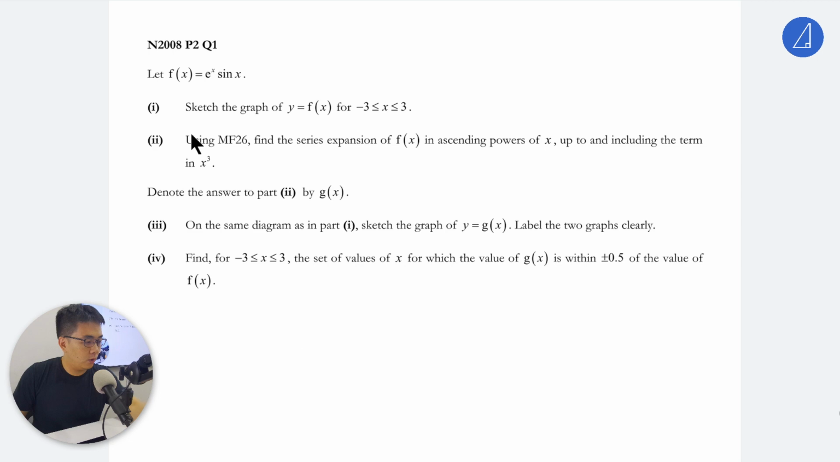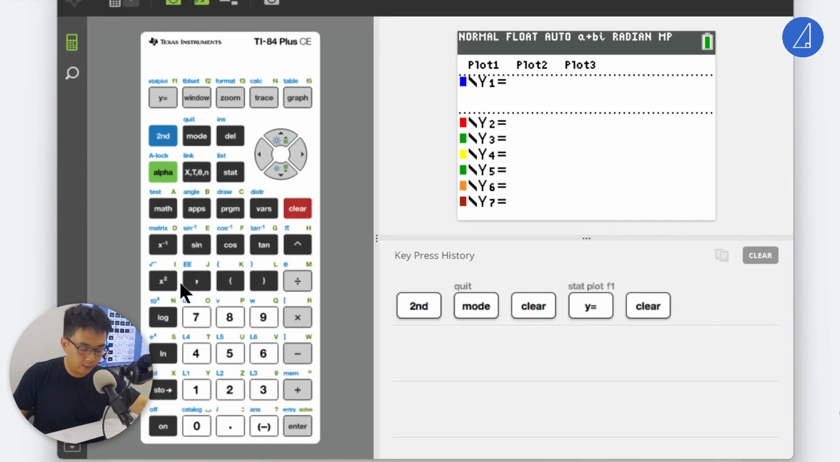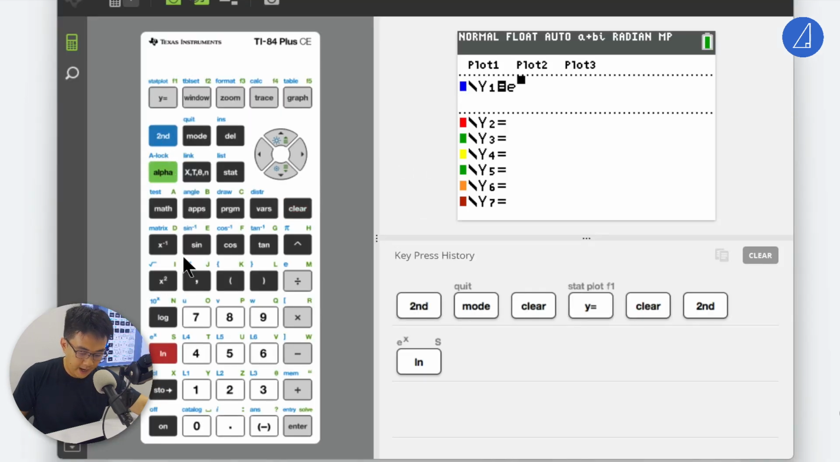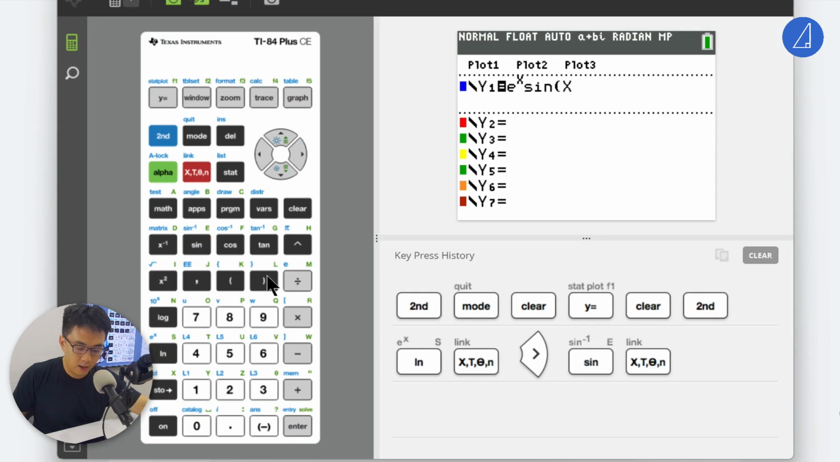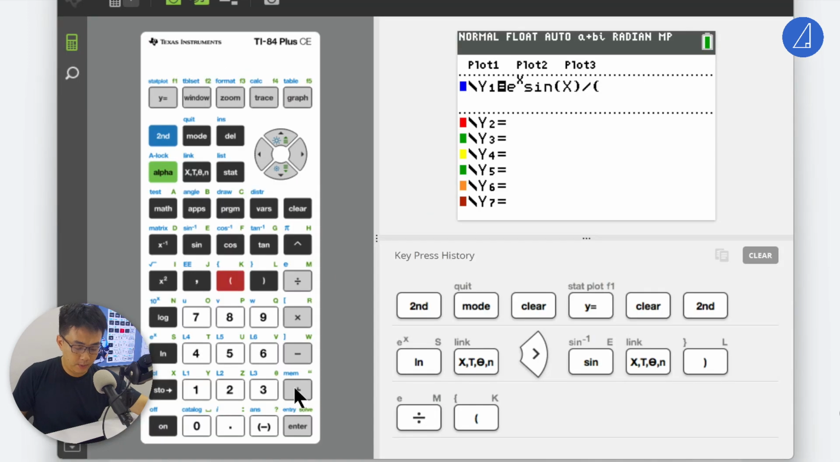So the thing is, if you want to sketch, just take your GC, then you go to this one, and key in the domain, -3 to 3. Remember how to key in the domain. So you put e^x sin x, okay? Put divide, then bracket. Inside here is a domain. So you want it to be -3 to 3. So here will be -3.